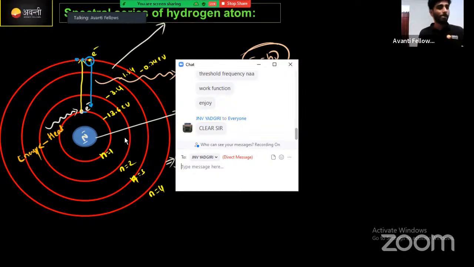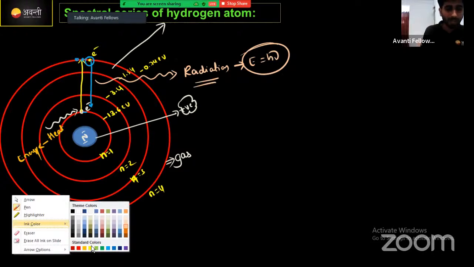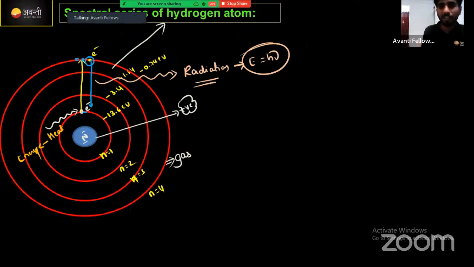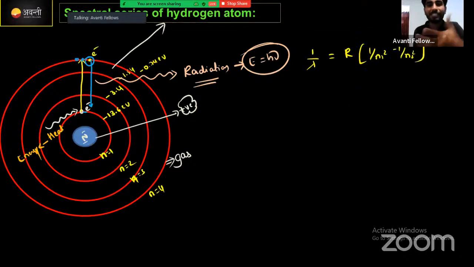Okay, good. Here are a few things we want to learn. First, when frequency is emitted, what is its wavelength and how is it calculated? To calculate the wavelength, we have an equation: 1 by lambda is equal to R into 1 by n1 square minus 1 by n2 square. I will tell you how this formula is also derived from this concept. But Rutherford's model does not give a clear idea about all these things. That's why it failed.